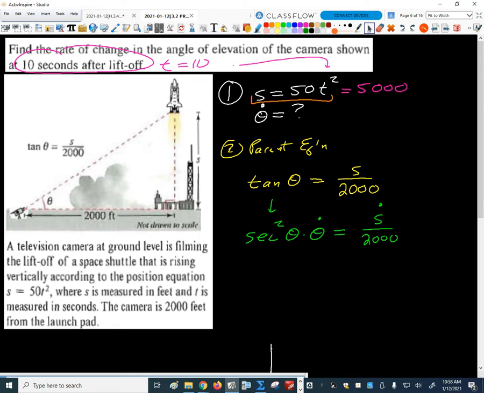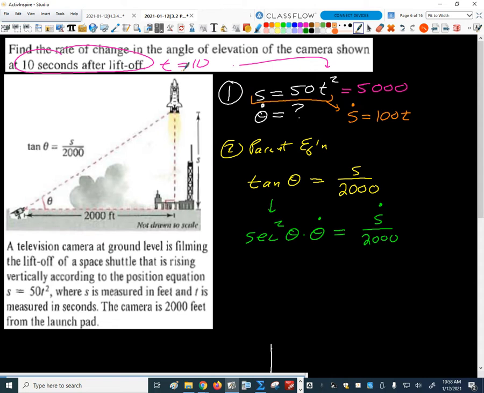Any suggestions? Andy, you're shaking your head. You have an idea? Would you just take the derivative of S? Okay, good. We could differentiate S with respect to t, couldn't we? Right? So we've got S as a function of t. If we differentiate that with respect to t, we get S dot equals what, 100t?